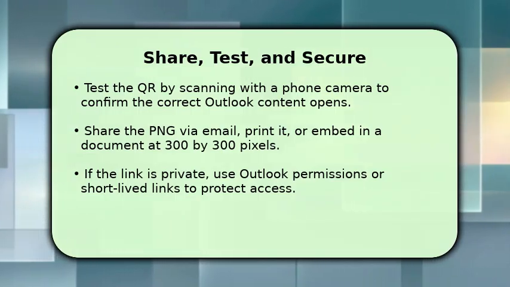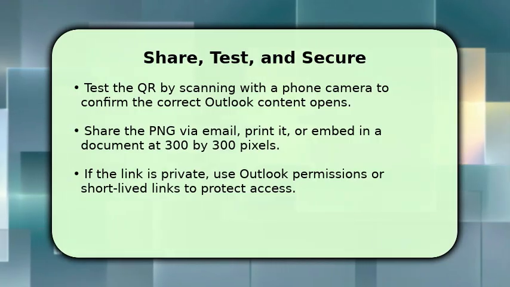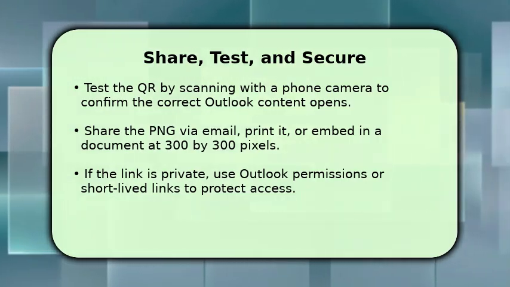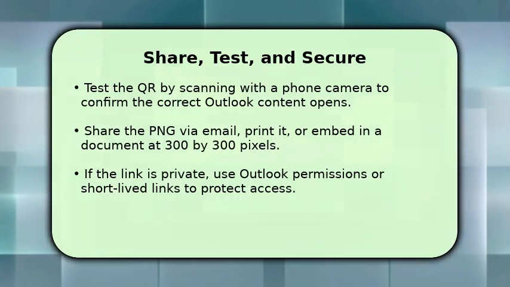For printed codes, keep at least 3 inches square for reliable scanning. If the content is private, set Outlook permissions or use short-lived links before creating the QR. Monitor access and revoke links if you suspect unauthorized use.